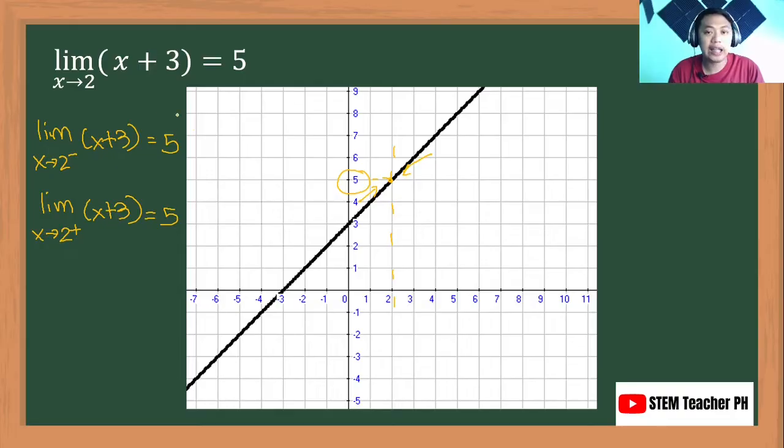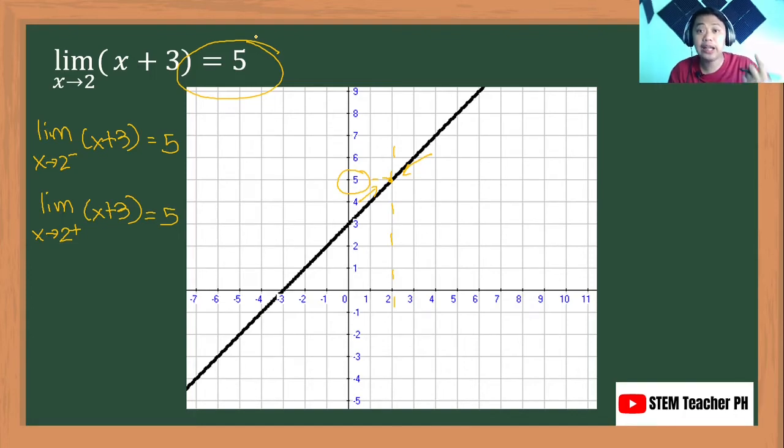Since nakita natin na yung left side limit, habang papalapit tayo mula sa kaliwa, ang value ng y natin is equal to 5, tapos yung nasa kanan, ganun din, habang pababa tayo, palapit din tayo ng palapit kay 5, then dahil pareho sila, the value of our limit as x approaches 2 nung ating function na x plus 3 is equal to 5. Dapat pareho sila para makakuha tayo ng value ng limit.